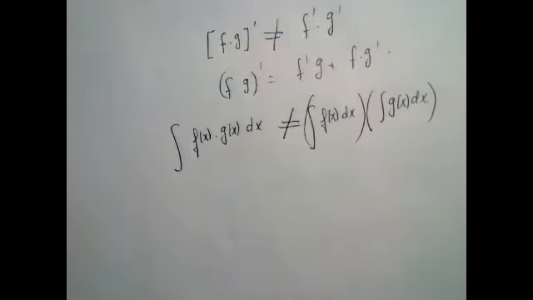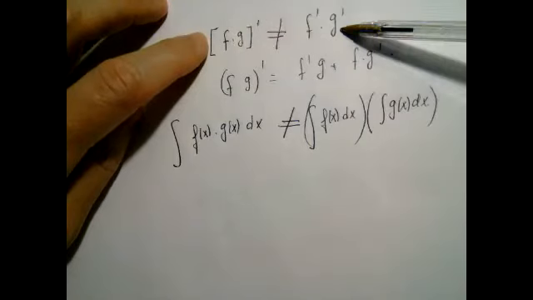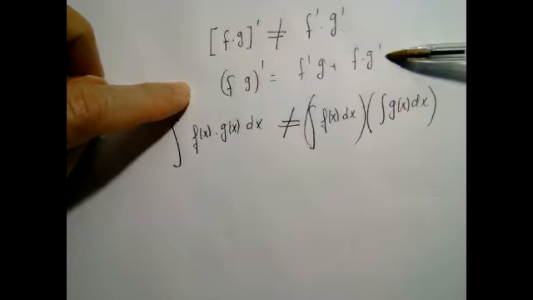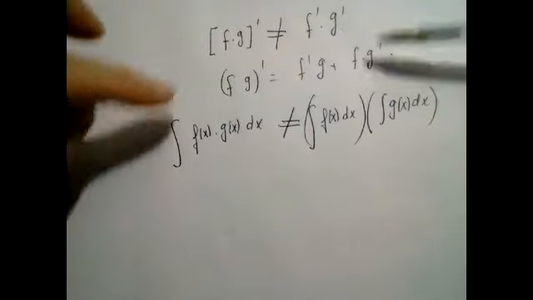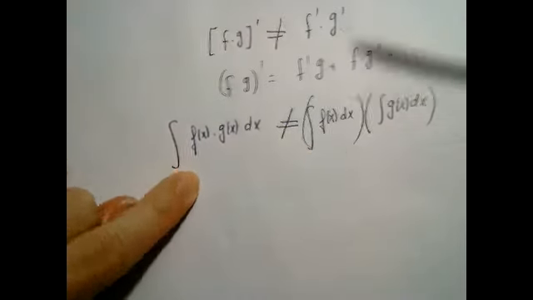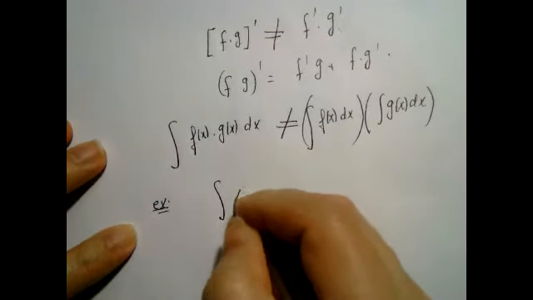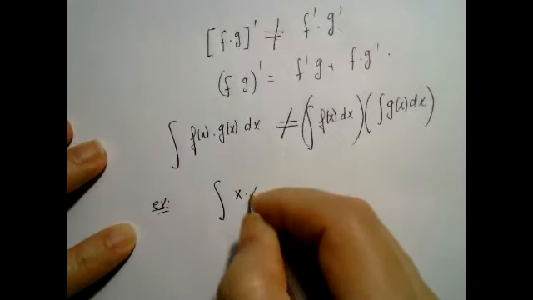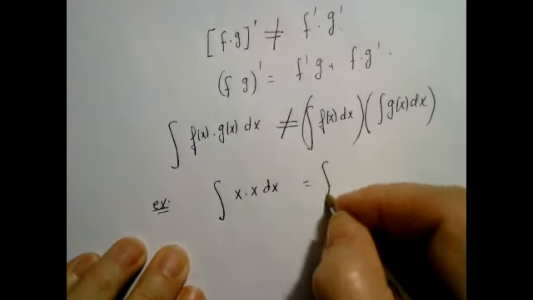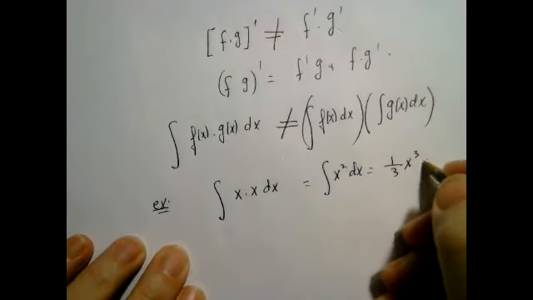I only can break the indefinite integral over a sum, like in differentiation. The derivative of the product is not the product of the derivatives. There is an absolute product rule to use. And in integration, eventually we will have something similar to that. But for the time being, I cannot break if I have multiplication. This doesn't work. Let's take a very simple example. Suppose I take the integral of x times x dx. Big deal. So this is the integral of x squared dx, which is 1/3 x cubed plus c.